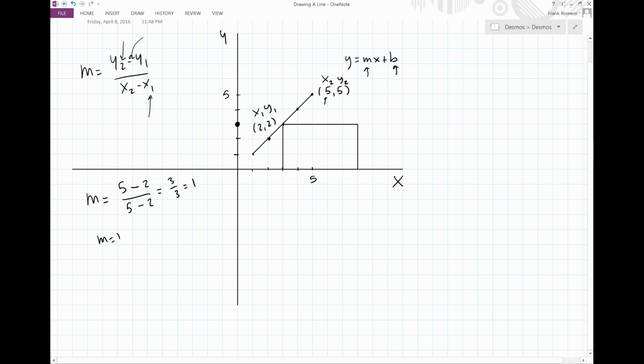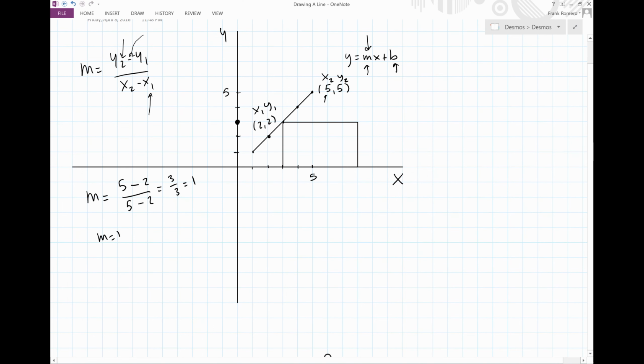What about the y-intercept, right? We have the slope now. Well, the y-intercept is not going to be too hard to find. We got y is equal to mx plus b, right? Pick a point. Let's say 2, 2, right? This one's x and this one's y. Let's plug everything in here. Y is 2 equals m is 1 times 2 for x plus b. 2 equals 2 plus b.